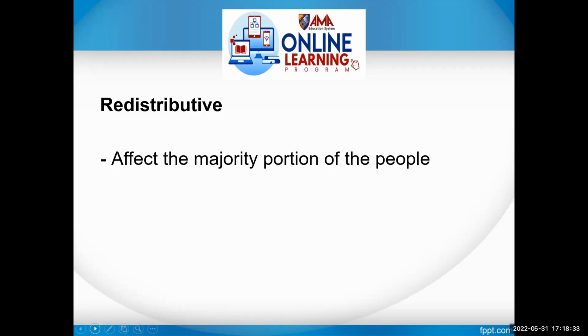So how about redistributive public policy? It affects the majority portion of the people. So it affects the society as a whole. For example, the age of retirement. So, for example, the government wants that people or workers retire at the age of 55. So, majority of the people may be working, so it's redistributive.